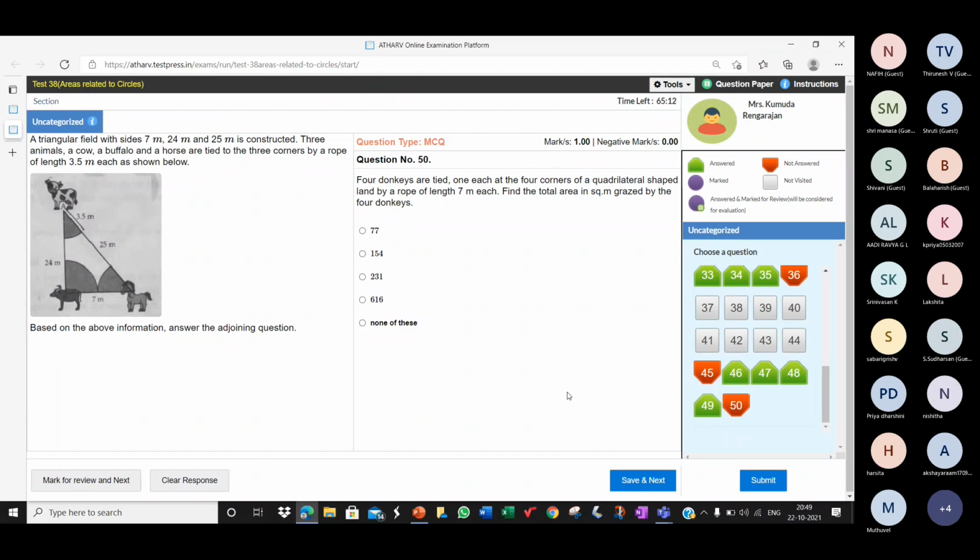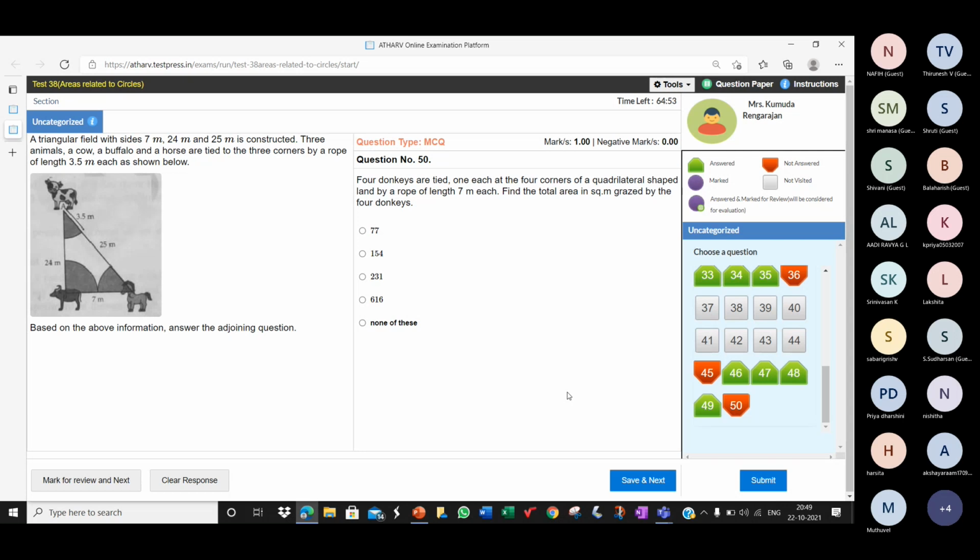There's another donkey tied at vertex B. What will be the area it will graze? Angle B by 360 into pi r square, ma'am. Why are we using this formula? Because area of sector is theta by 360 into pi r square.